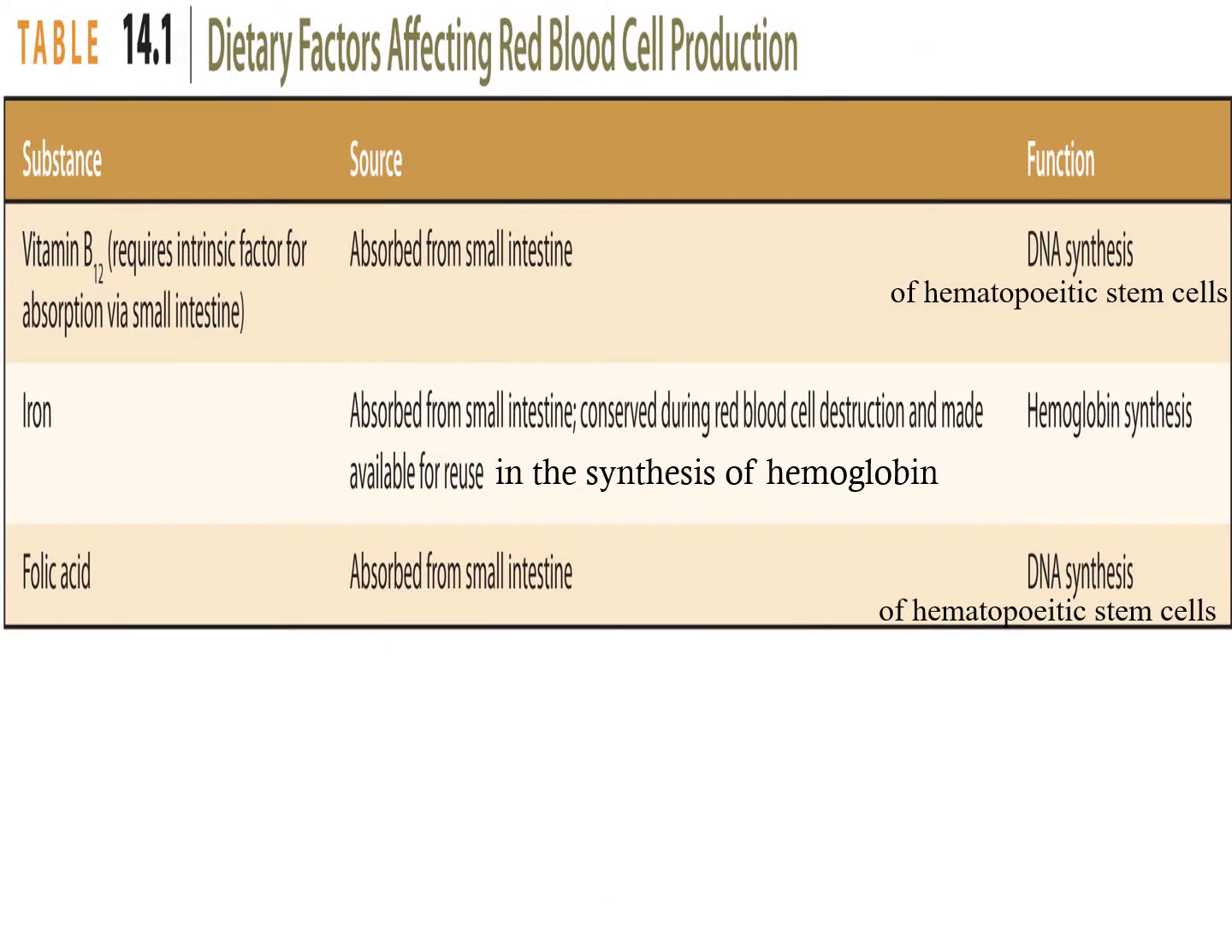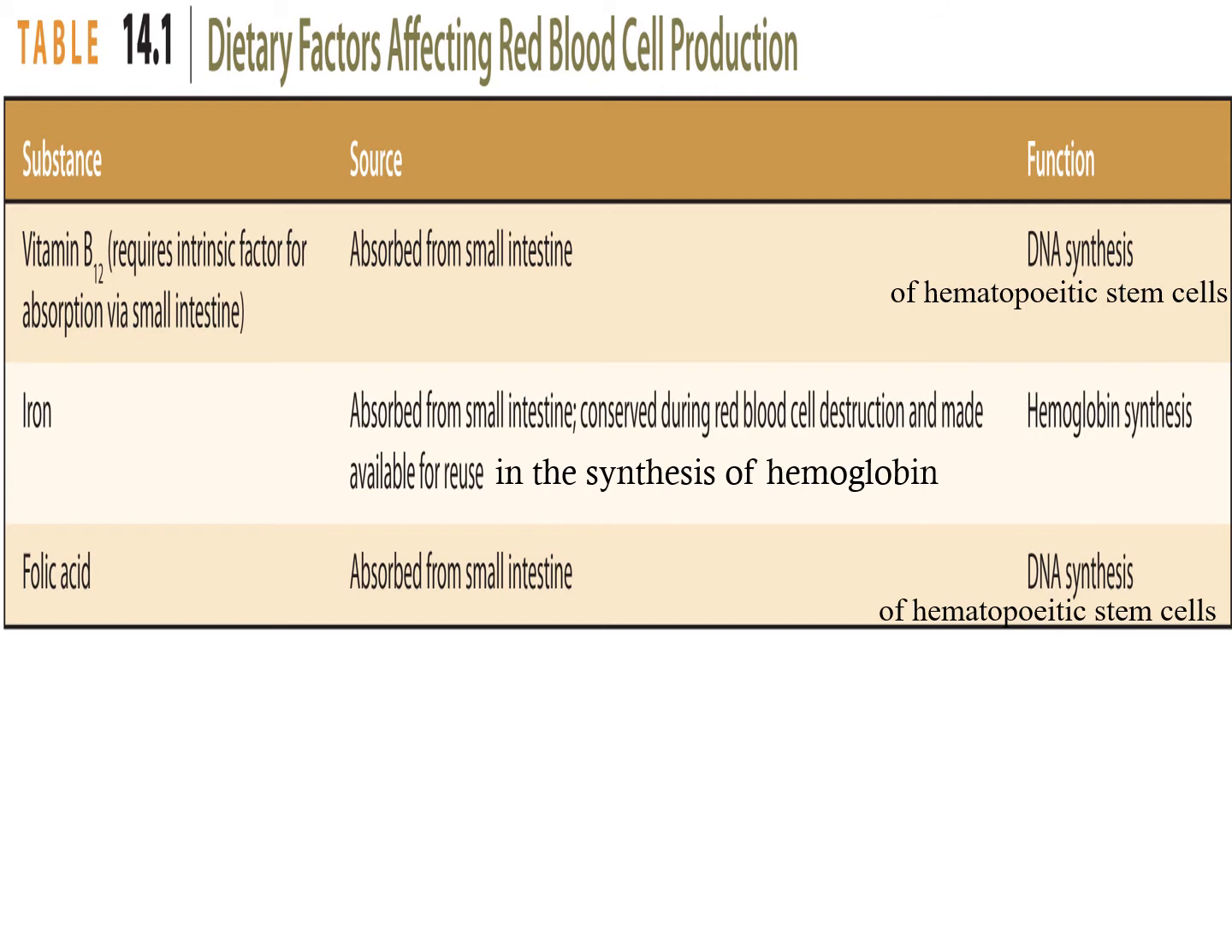Let's talk a little bit about some dietary factors that influence RBC production as well. And this is going to talk a little bit about a couple different substances, vitamin B12, iron, and something called folic acid. And you'll notice that all of these three substances are absorbed by our small intestine, and two of the three influence the formation of DNA within the hematopoietic stem cells as those stem cells differentiate, as they divide, right, into ultimately the various types of formed elements.